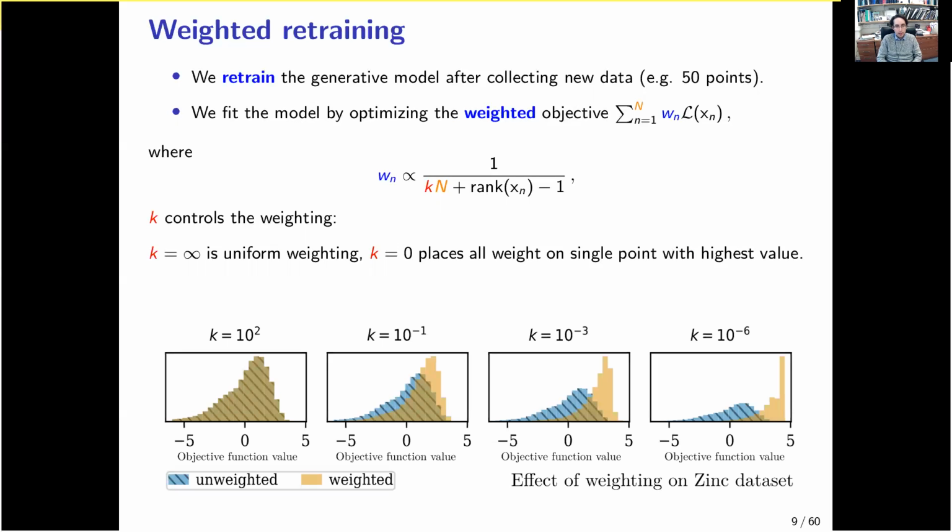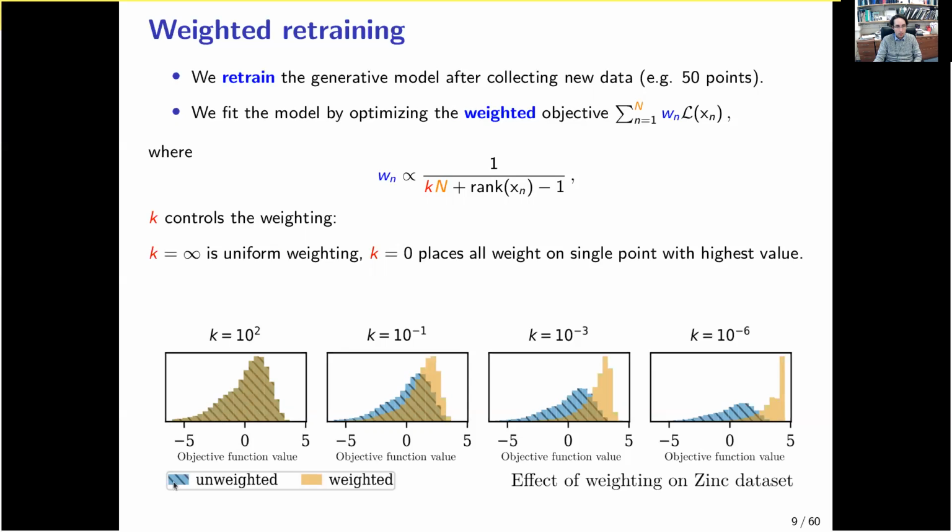And this is illustrated in this plot. We have here objective values for different data points, which correspond to molecules from the ZINC data set. This is about 200,000 molecules or so. And we plot the objective values. And here we see that we have quite a wide range of objective values in the training data.